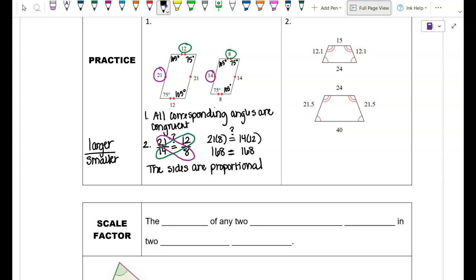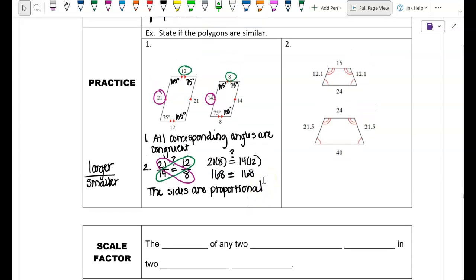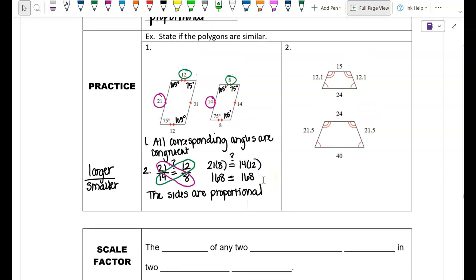So again, I said there were two criteria. The first criteria is that all the corresponding angles had to be congruent. The second was all the corresponding sides had to be proportional. We met both of those criteria here, so we can say, yes, the polygons are similar. We have shown that both of those are true.